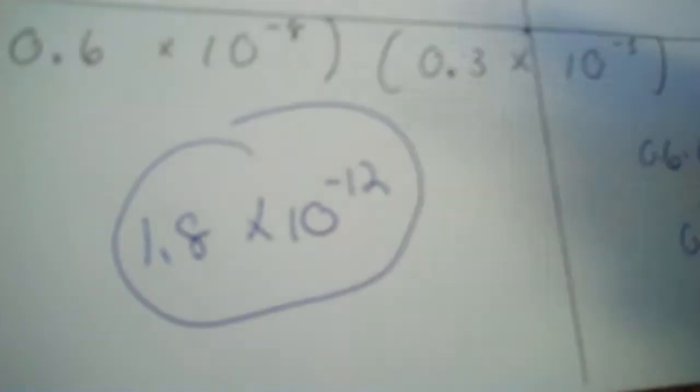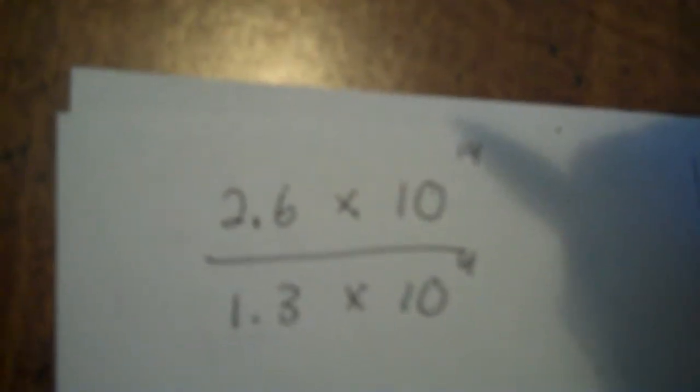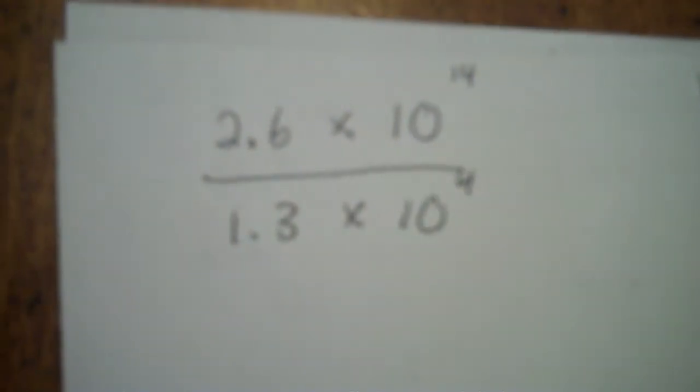Okay, so that's multiplication. Now, on the second part of this, you're going to divide. Okay, now you're going to do the same thing. It's the same idea, but now you're going to put your 2.6 divided by your 1.3. You're going to break up the division. And then you're going to do your 10 to the 14th divided by your 10 to the 4th.